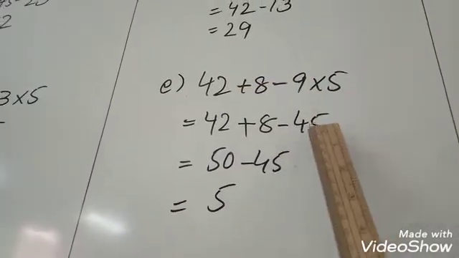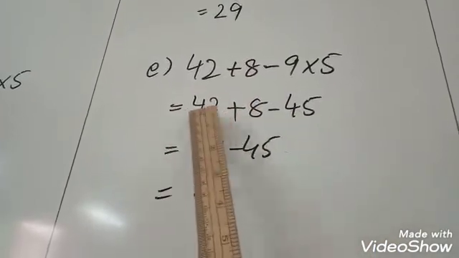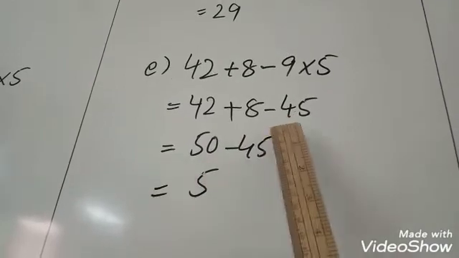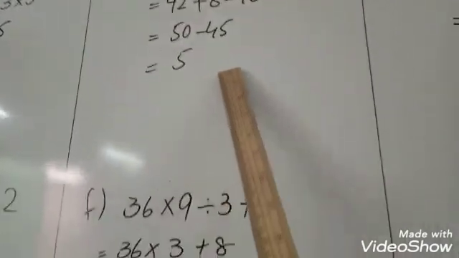9 multiply 5 is 45. Remaining values as it is. Now we add these two values, then we get 50 minus 45 as it is. Now subtract these two values, answer is 5.